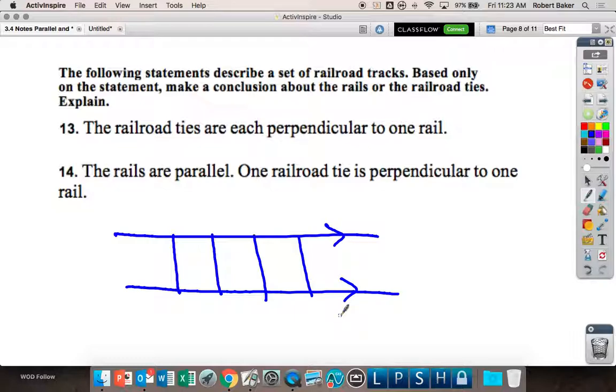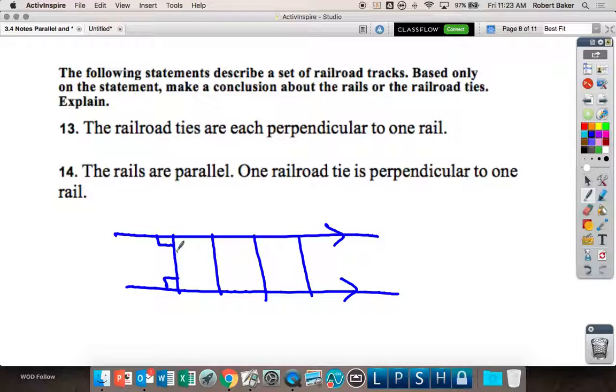One railroad tie is perpendicular to one rail. So that is all you know. You know that one railroad tie is perpendicular to one rail. One railroad tie is perpendicular to both rails. So you can conclude that this railroad tie is also perpendicular to the other rail.